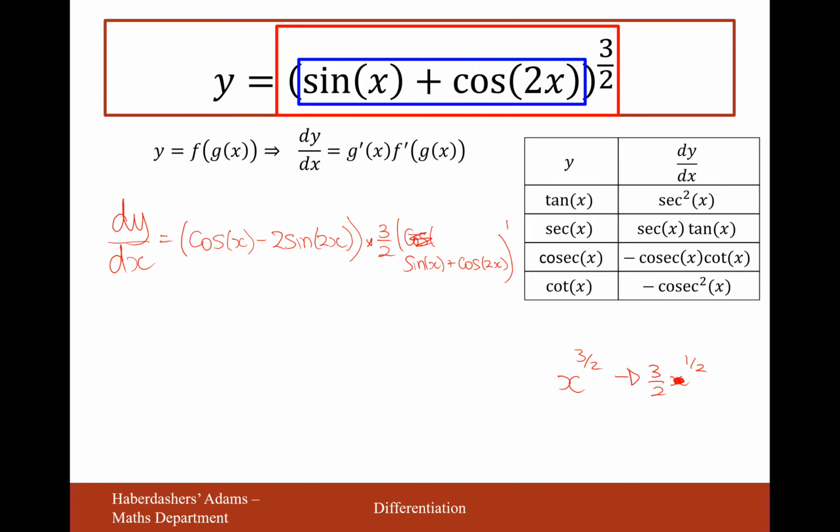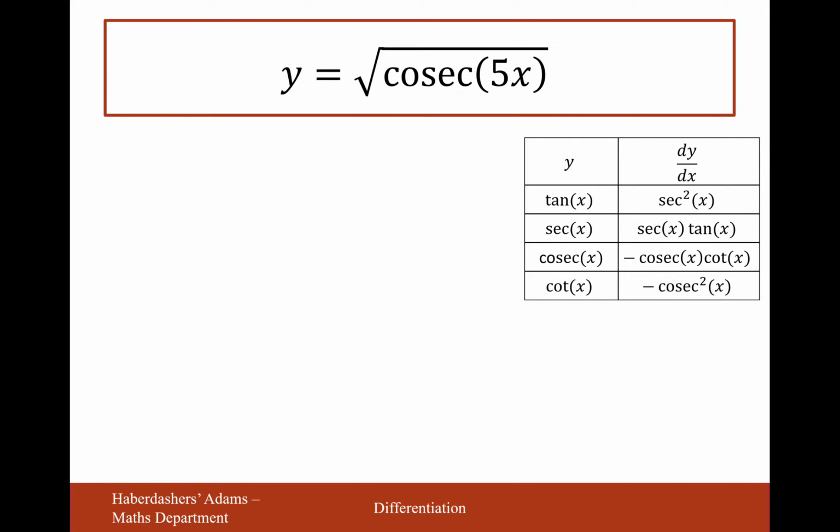And then this will all be to the power of a half. Let's write this out simplified. It's going to be 3 over 2 bracket cos x minus 2 sine 2x, multiplied by the square root of sine x plus cos 2x. And there we are, that's the answer to this question. Moving on to the next one.